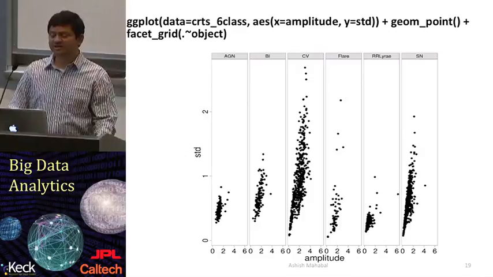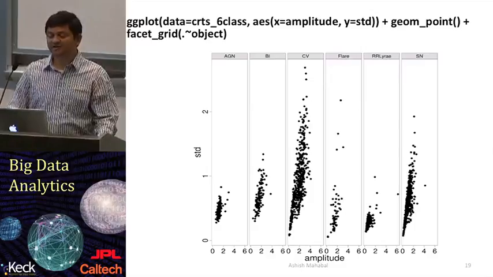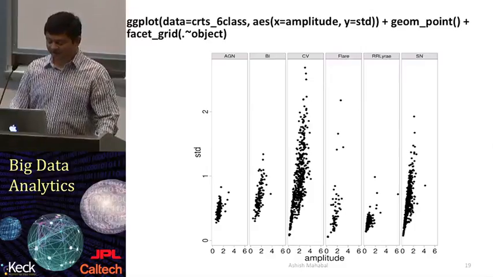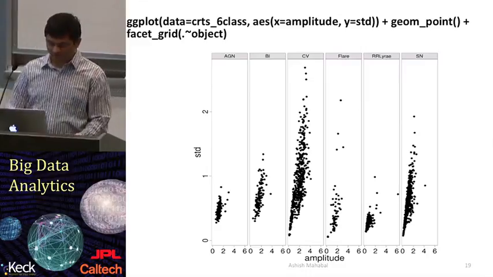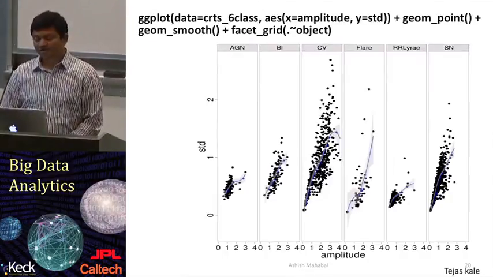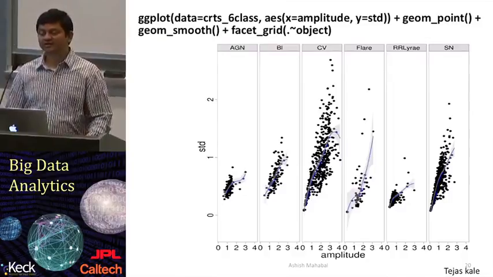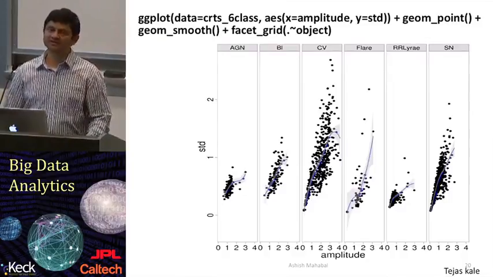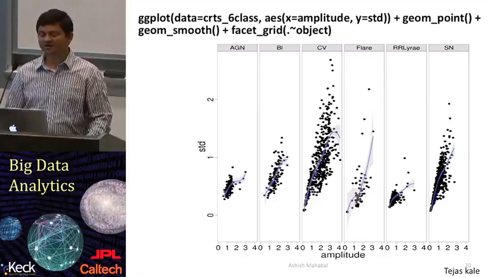Here we immediately see that the third column, that of CVs, has a much larger standard deviation than, say, the first column, the AGNs. And that is very important for it to be done in an automated fashion. Or what you can then do is that whatever smoothing that you had done, you can apply it separately to these faceted grids also, and you can see how the smoothed versions look on each of them.